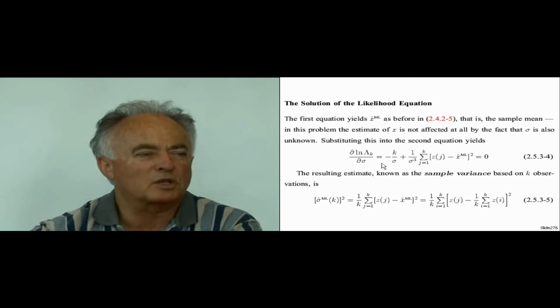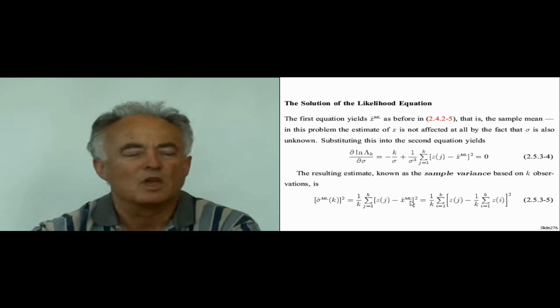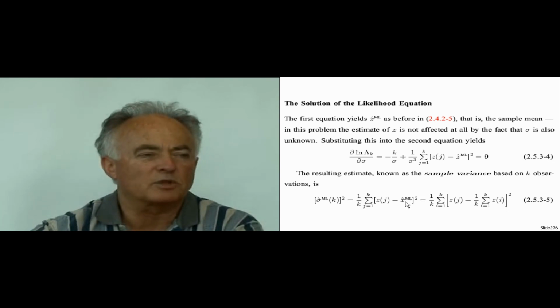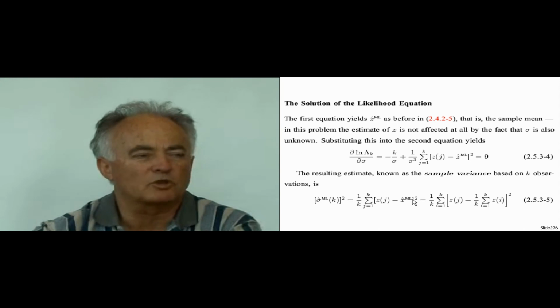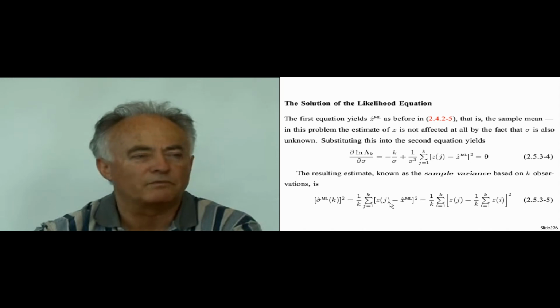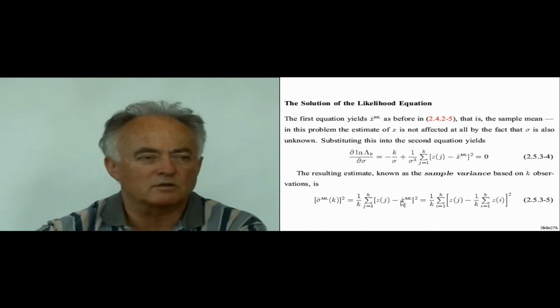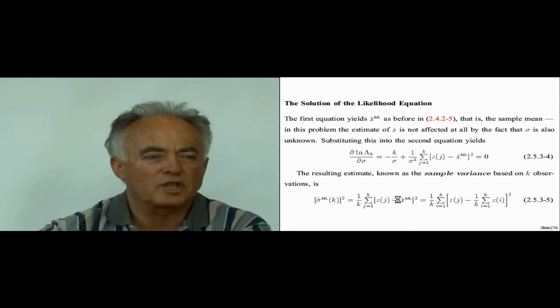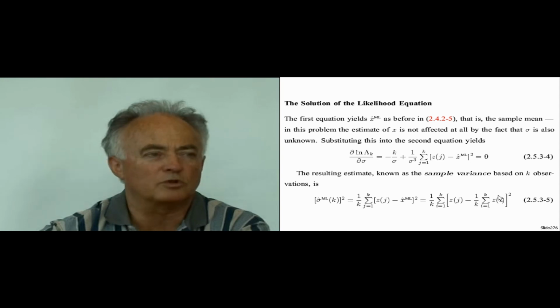So the sigma maximum likelihood squared, clearly from this equation, will be 1 over k times the sum of (zj minus x hat maximum likelihood) squared. So this is 1 over k times the sum of the squares of the deviations between the observations and the estimate for the mean. Now, to understand what we have here, we have to substitute the sample mean. Here is x hat ml, which is the same as z bar. This is the sample mean. So we substitute here the sample mean, and this is the expression of the maximum likelihood estimate for the variance.